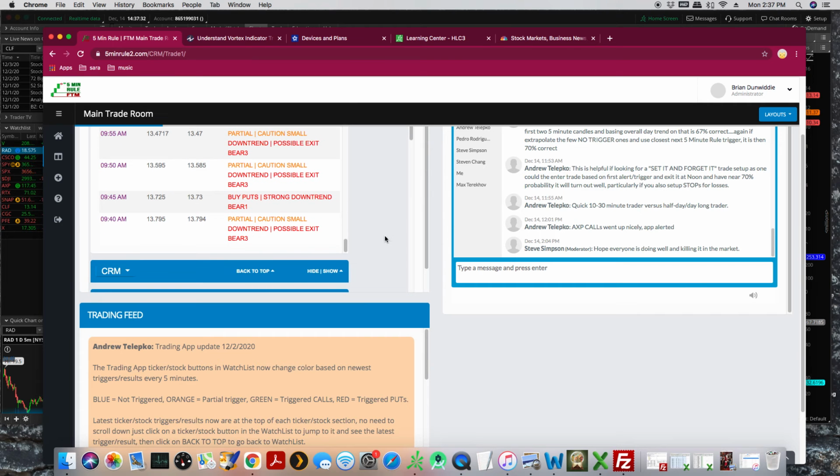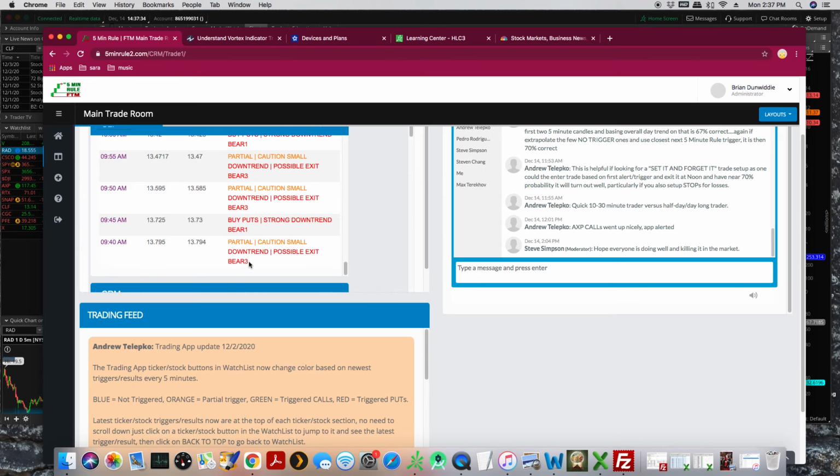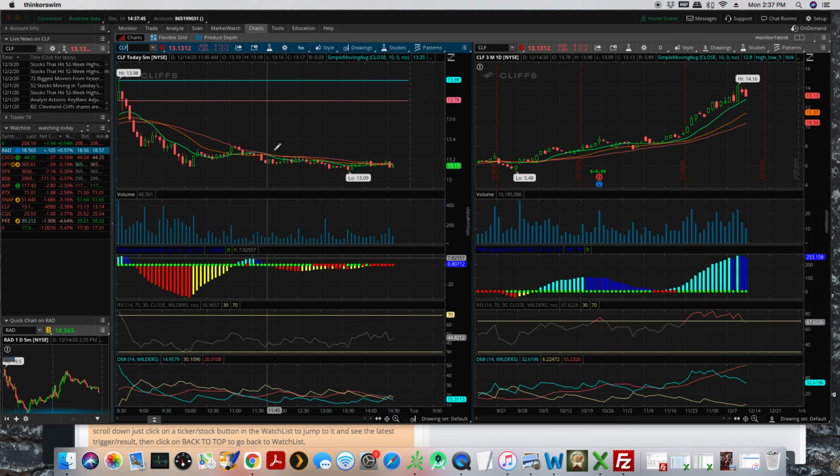We had already been triggering puts, bear 3, bear 1, bear 3. So here's where I got in. I saw this candle, I saw this alert, and I got in. I got out, unfortunately, at 9:16, which is right around here.